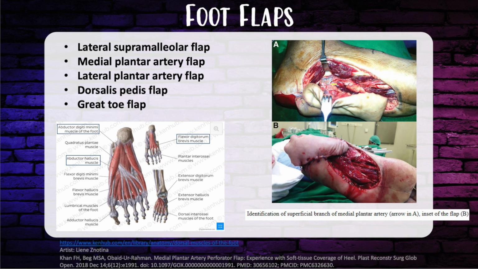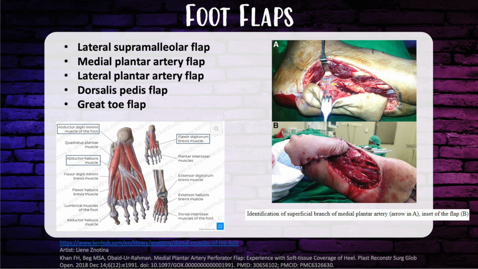All right, and the lateral plantar artery flap is useful for lateral defects. The pedicle is between the flexor digitorum brevis and abductor digiti minimi. The dorsalis pedis flap, so the artery is the dorsalis pedis between the tibialis anterior tendon and the extensor hallucis longus tendon. The nerve is the superficial peroneal, and it is used for anterior ankle wounds and dorsal distal foot wounds. Next is the great toe flap. This is used in toe to thumb transfers. The artery is the first dorsal metatarsal artery from communicating branches between the dorsalis pedis and plantar arteries.